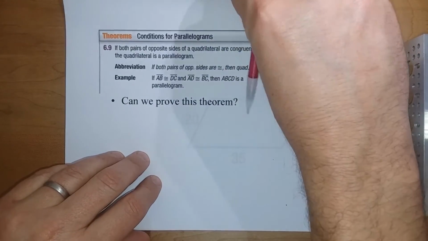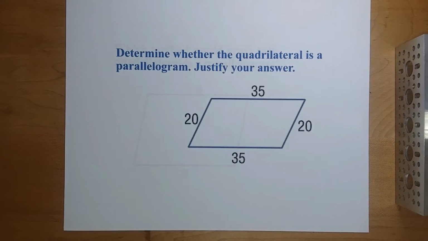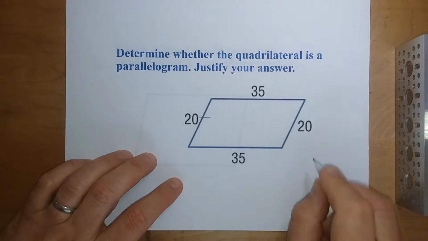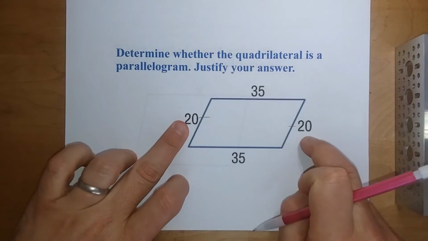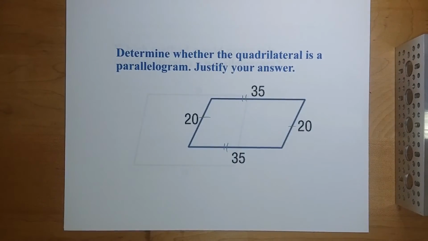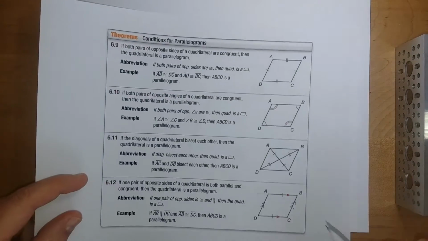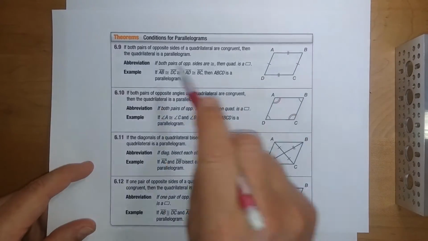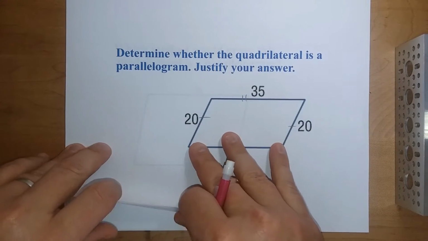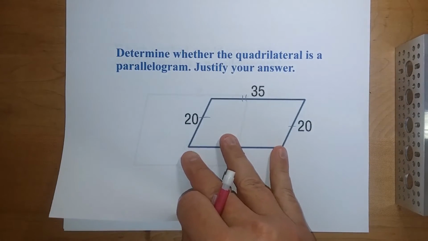Okay, let's take a look at a couple of examples. Could we determine whether this quadrilateral is a parallelogram? Justify your answer. Does this meet any of the conditions that we looked at in our tests for parallelograms? When you see this problem, hopefully you're inclined to go ahead and mark some of the things that you see. These sides have equal measure, they're congruent. These sides have equal measure, they're congruent. And hopefully you recognize that condition looks a lot like what we talked about in 6.9. So yes, that is a parallelogram. We have both pairs of opposite sides congruent.